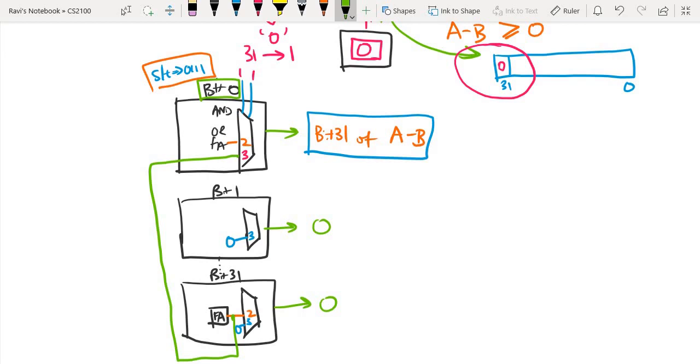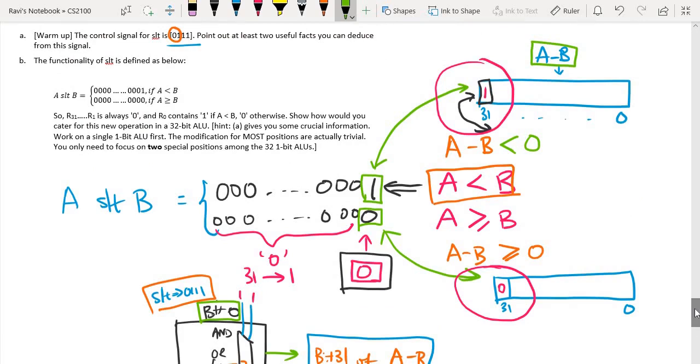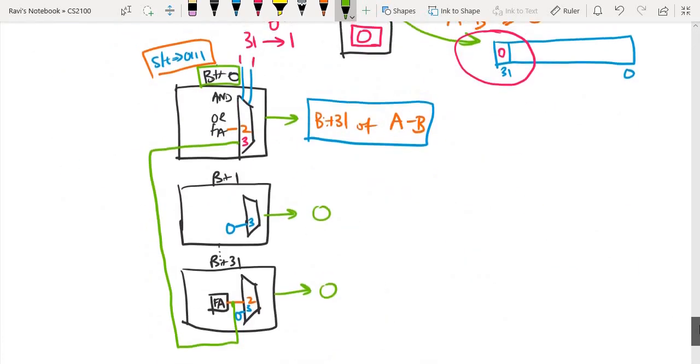That is how we are able to link back the 1-bit ALUs to implement the SLT operation here. I hope it is clear now, given this explanation of how the SLT operation is implemented. That wraps up this tutorial, and I will see you all again in the next video. Thank you.